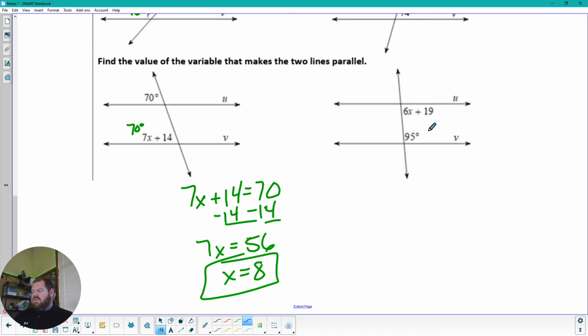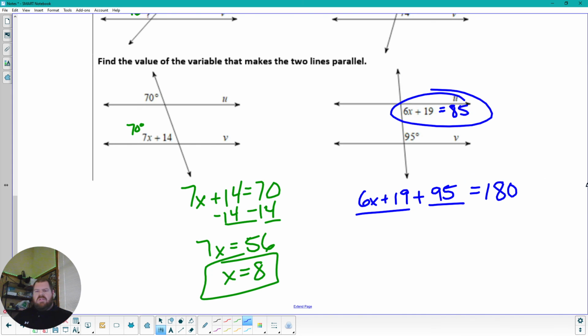On the last one here, these are consecutive interior angles, so we want them to add up to 180 degrees, and there's two ways to do this. I could either say that I want 6x plus 19 plus the 95, so there's one angle, there's the other angle, to add up to 180 degrees. Some people working a little bit ahead of the game say, well, if that one's 95, then we want that one to be equal to 85. And you could do that. You could write out this equation right here and solve it, and you'd get the same answer for x.